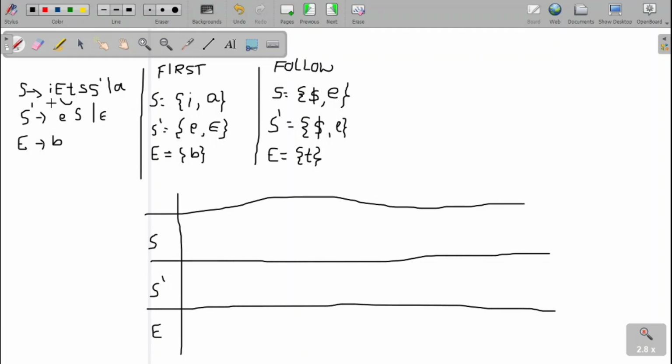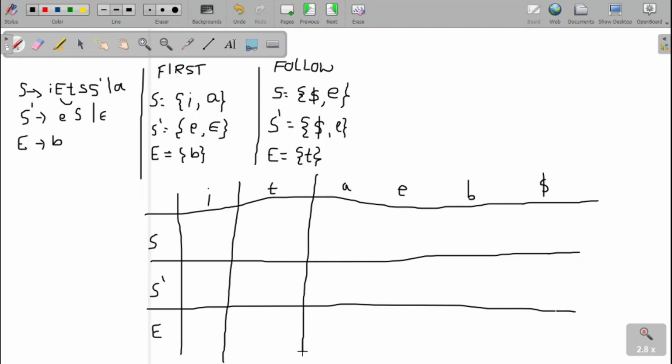What about the terminals? The first one is I. The next one is T. Then the next one is A. Then the next one is E. Then the next one is B. Don't write epsilon for the columns. Then it is a dollar, the dollar for the start symbol that we have added. Fine. Then this is done.